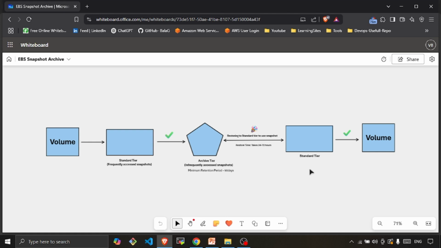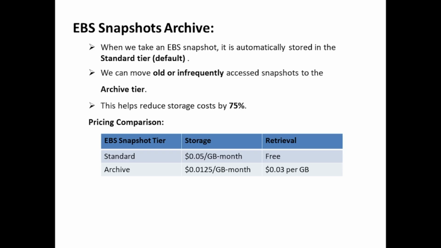Also, a point to be noted is when a snapshot is in Archive Tier, you must switch it to Standard Tier so that you can use it and you can create a volume out of it. This is a simple overview of EBS Snapshot Archive. Let's see the pricing comparison.